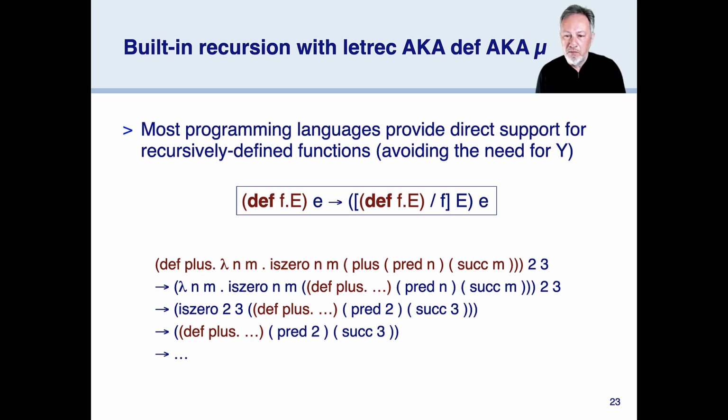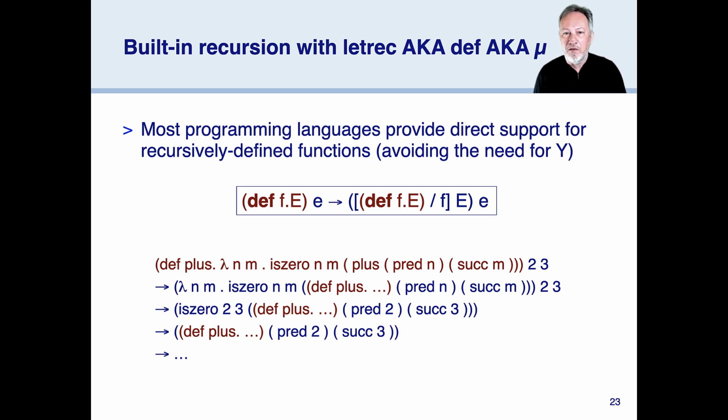Yes, we do a beta reduction. Actually, we do two of them. We bind n and m to 2 and 3. And now we get is0 2, and 3, blah, blah, blah. Is0 makes a decision, decides that 2 is not equal to 0, and we get the def plus expression. Once again, we get our definition at the head of our expression, and once again we have to unfold the definition. So this continues like that, unfolding the definition, doing ordinary beta reductions, and every time you encounter a recursive application of the function, unfolding it again.